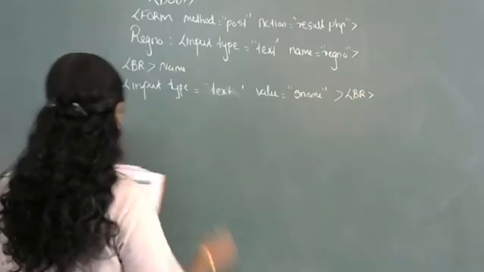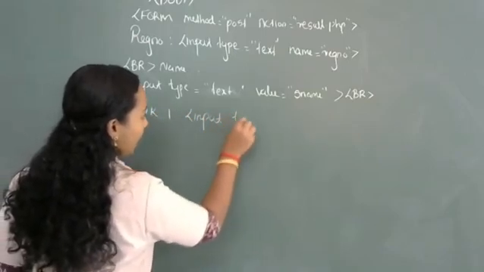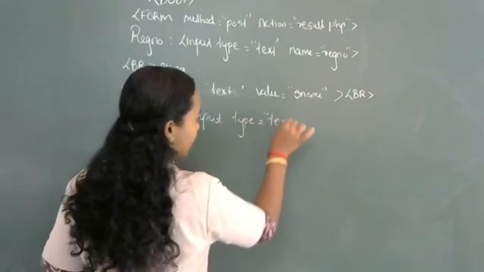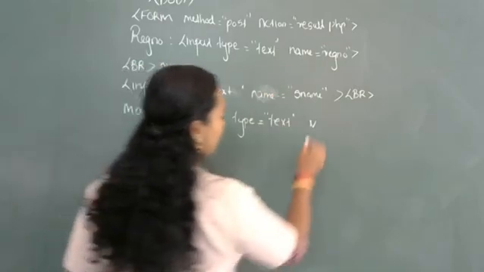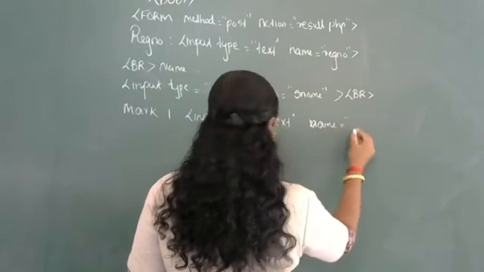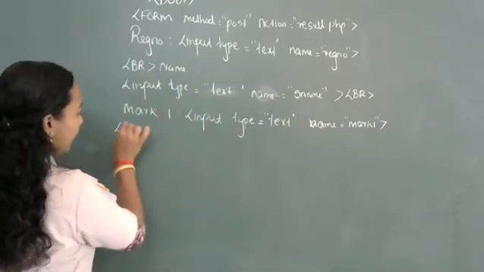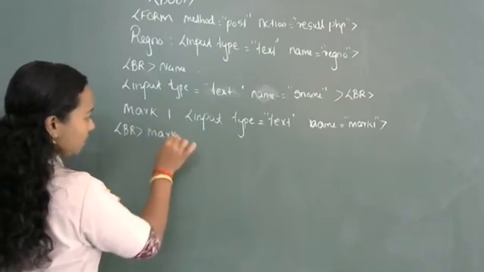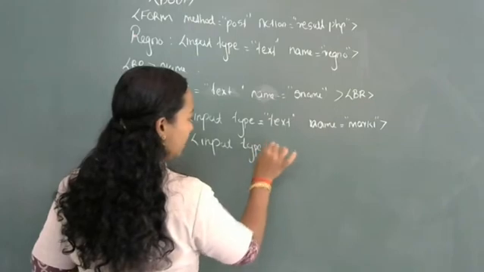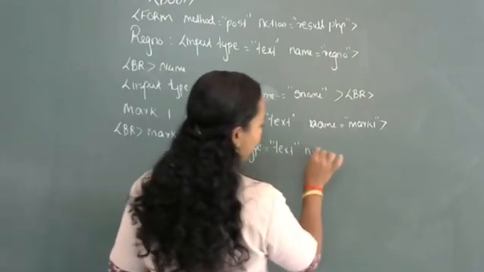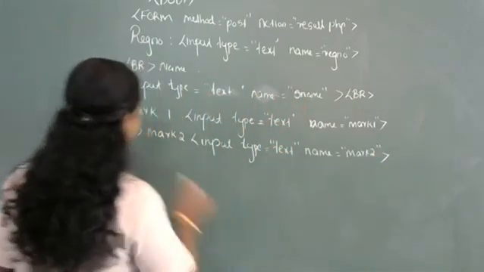So student name is over. Then mark 1, the mark in the first subject: input type equal to text, name equal to mark1, BR. Then mark 2: input type equal to text, name equal to mark2, BR.